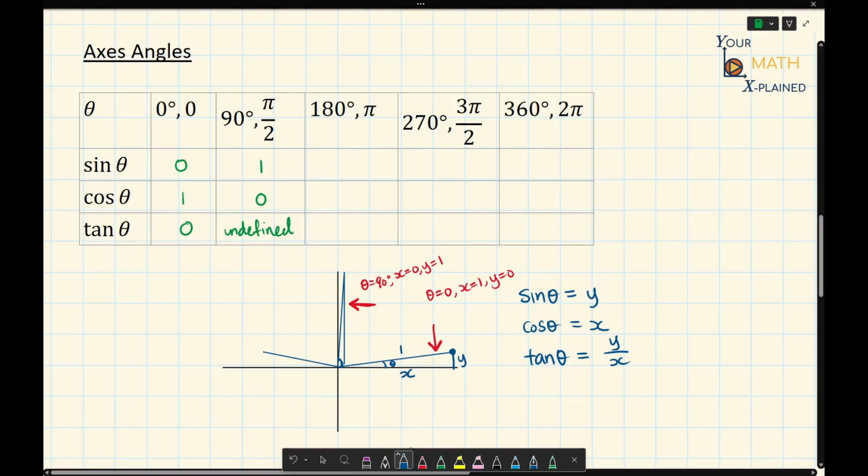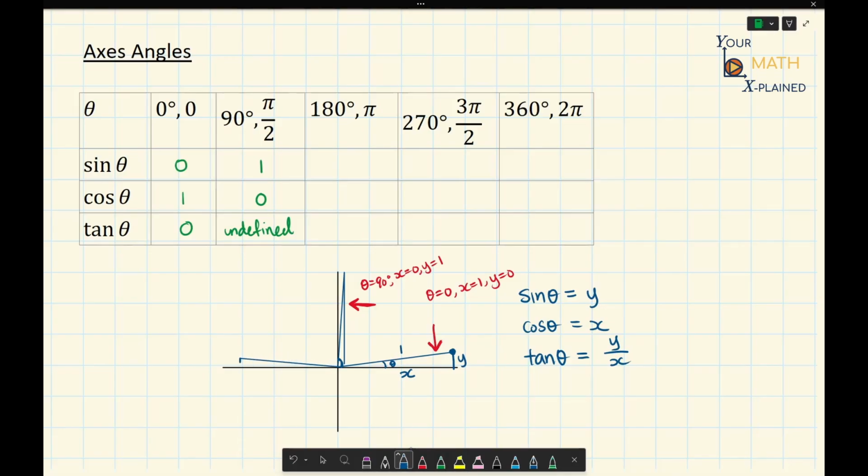Next, we're going to go and do the 180. So that'll be this triangle here. So again, we're going to push this down until it lines up with the negative x-axis. So in this case, our theta is equal to 180 degrees. Our x value is -1. And our y value is 0. So this means our trig ratios are going to be sine of 180 will be 0. Cos of 180 is -1. And tangent of 180 is going to be 0.